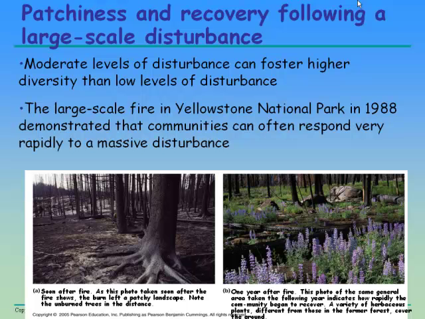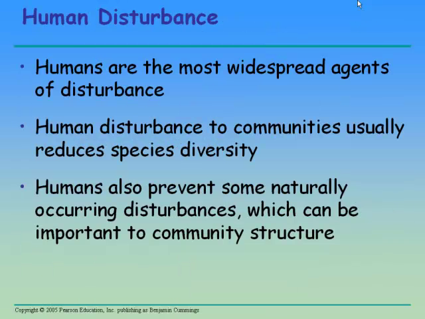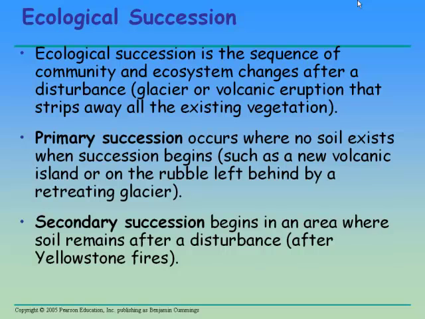So the 1988 Yellowstone National Park fires burned large areas of forest dominated by lodgepole pines. And I was in Yellowstone Park in 1999, and it still looked like a moonscape at that point. Human disturbance. Humans are the most widespread agents of disturbance. Human disturbance to communities usually reduces species diversity. Also, humans prevent some naturally occurring disturbances which can be important to community structure.